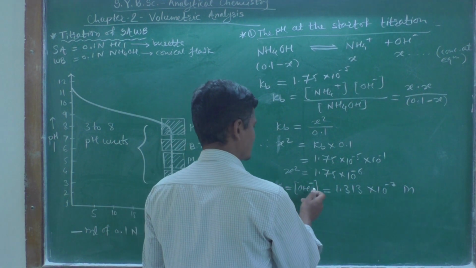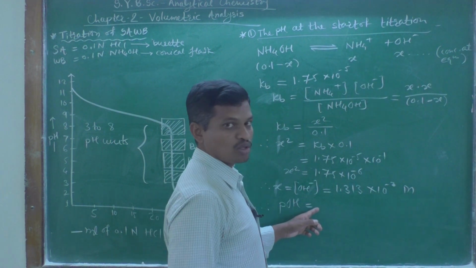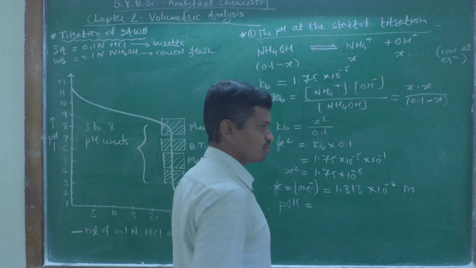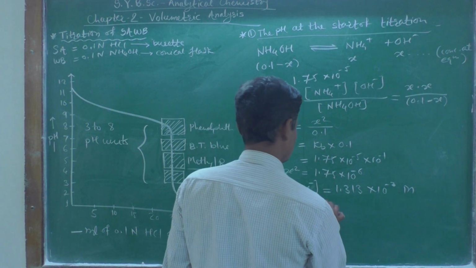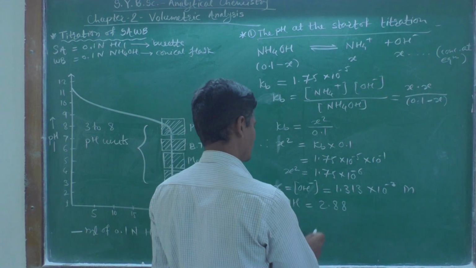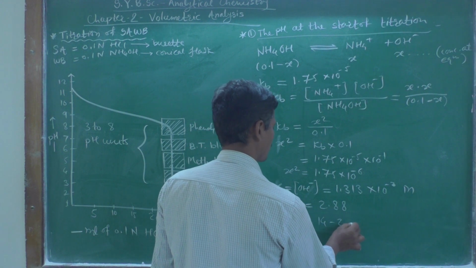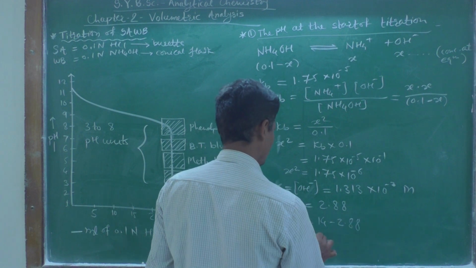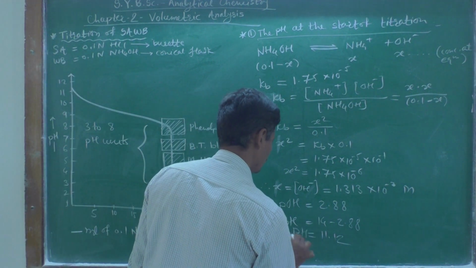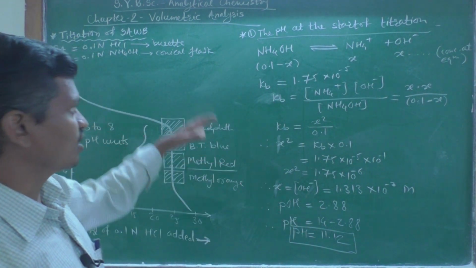As this is the OH minus ion concentration, pOH is equal to log of 1 upon the OH minus ion concentration. We know the formula, and hence pOH will be 2.88. Therefore pH will be 14 minus 2.88, which is 11.12. So this is the pH of the solution at the start of the reaction or at the start of titration. Very simple.